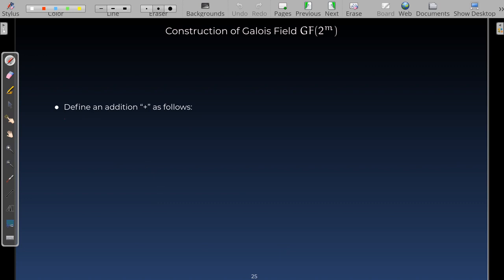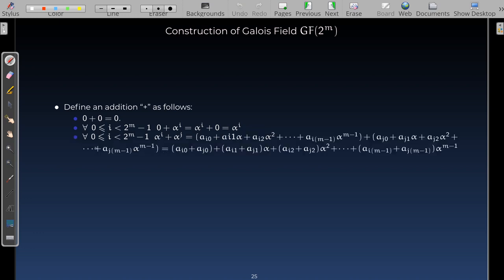So we are going to define an addition as follows: 0 plus 0 is equal to 0, and for all i between 0 and 2^m minus 2, 0 plus alpha^i is equal to alpha^i. And for all i and j between 0 and 2^m minus 2, alpha^i plus alpha^j is equal to the addition of the polynomial representations of those elements, and that is written here.